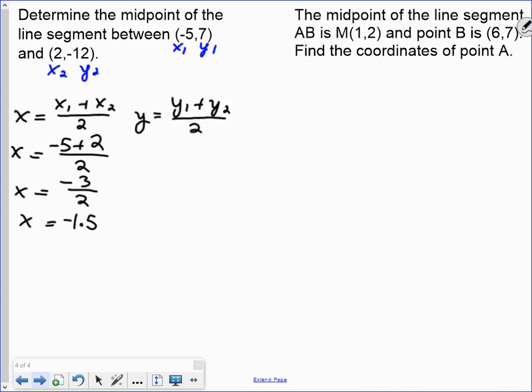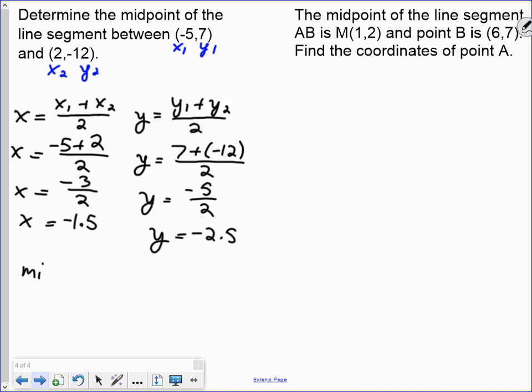Is it okay that this is a decimal? Absolutely. Okay. Do the same thing for our y's here. y1 is 7, y2 is -12. I'm going to put the -12 in brackets just to help me when I'm doing that addition there. So 7 plus -12 is 7 minus 12. That's going to be -5 over 2, which is going to be -2.5. So our midpoint is going to be (-1.5, -2.5). Done.